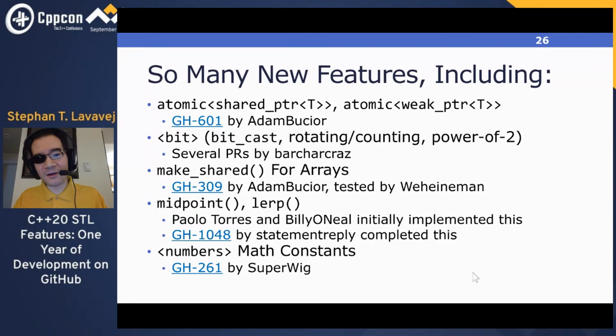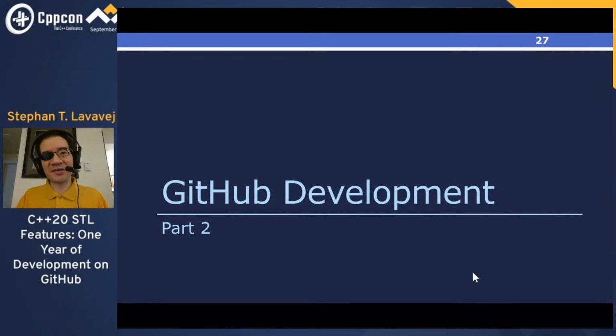The numbers header was added by our contributor Superwig, and it provides not just those, but also things like, I think, inverse square root of 2, square root of 3, things like that. There's a full list of the features we've implemented on our changelog.